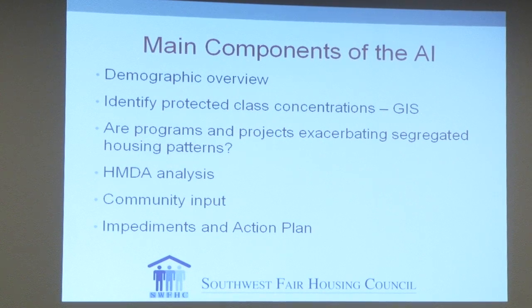So the AI starts with a demographic overview. And what we're trying to do with the demographic overview is look at the demographic characteristics of, in this case, Tucson and Pima County that are most closely related to fair housing. So we will look at things like the age distribution of the community. We'll look at racial and ethnic characteristics of the community. We'll look at housing characteristics, any number of demographic elements that may be most closely related to fair housing.